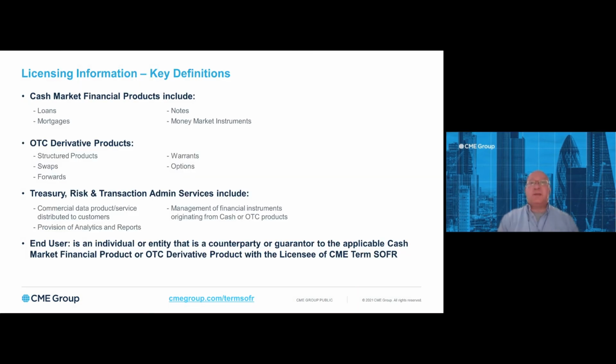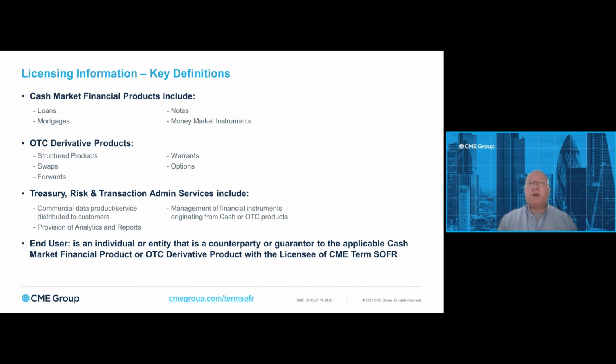In summary, CME term SOFR is available directly from CME or via redistribution partners, including Bloomberg and Refinitiv. A Category 1 license is required for use of CME term SOFR as a reference in the creation of a cash market financial product. A Category 2 license is required for use of CME term SOFR as a reference in OTC derivative hedges tied or linked to an end user exposure in such a cash market product. Category 3 license is required by a service provider for use of term SOFR in the provision of a commercial offering that include things like treasury, risk, or transaction admin services.